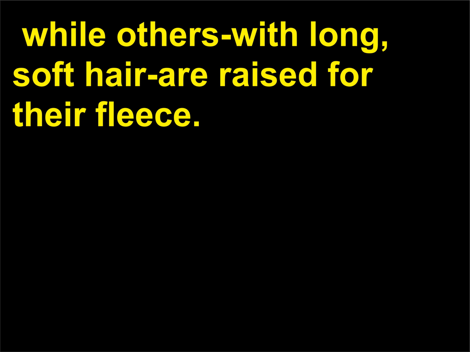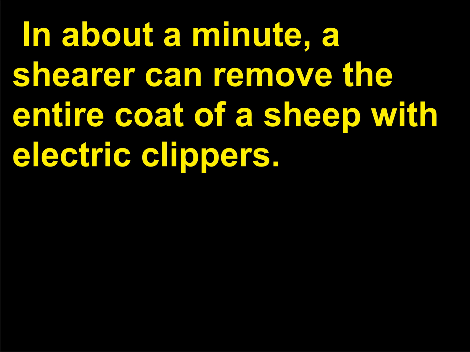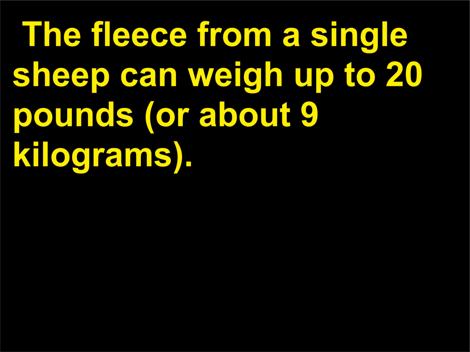Today, some breeds of sheep are raised for their meat, while others with long, soft hair are raised for their fleece. In about a minute, a shearer can remove the entire coat of a sheep with electric clippers. The fleece from a single sheep can weigh up to 20 pounds, or about 9 kilograms.